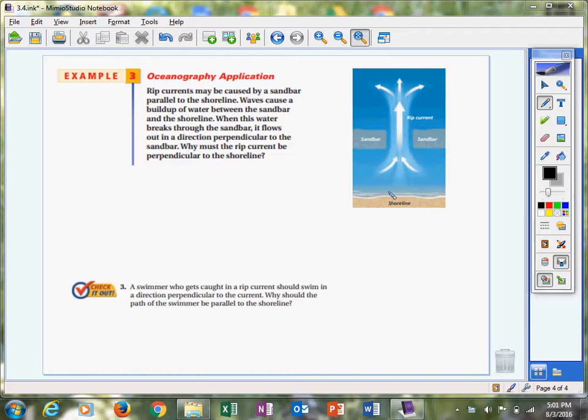Just remember, one thing you don't want to do is fight the rip current. You don't want to swim against it. It's gonna win every time. Rip current 1, you 0. It's gonna win. It's too strong.